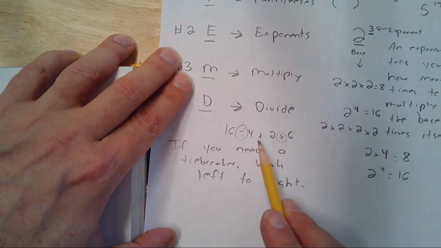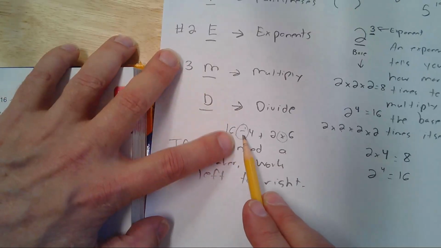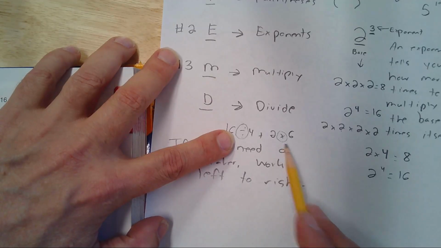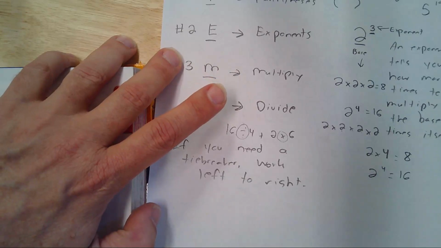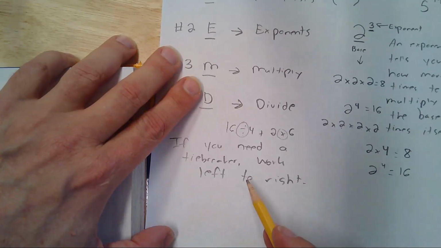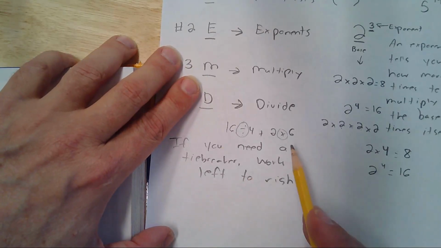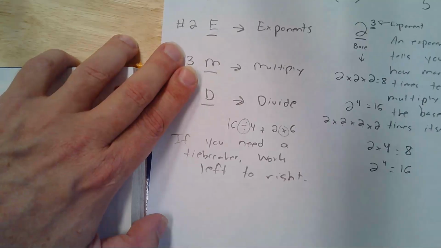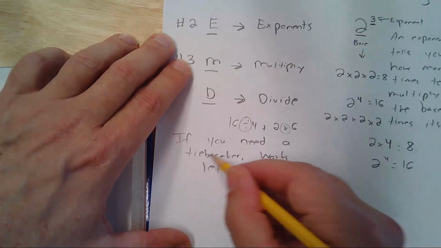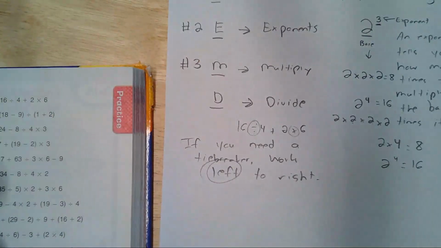So in this problem here, I would want to do this division first because it comes before the multiply, right? In case of a tie, multiply and divide are ties. So then I go to the tiebreaker. What do I do first? 2 times 6 or 16 divided by 4? I would do 16 divided by 4. Why? Because it's farther to the left. Right? Multiply or divide.